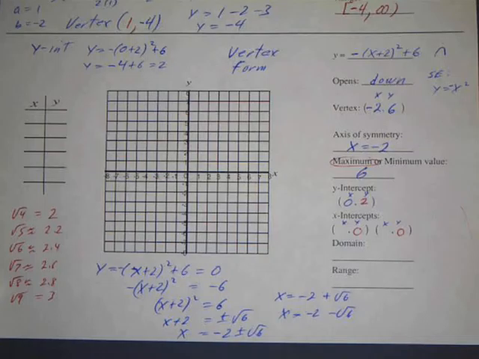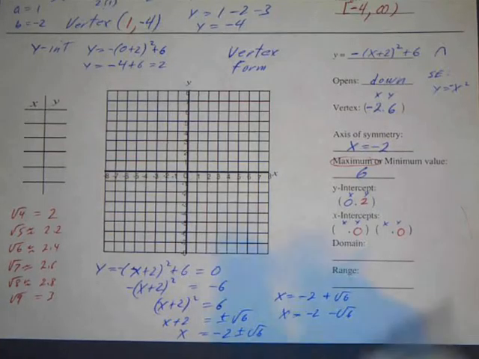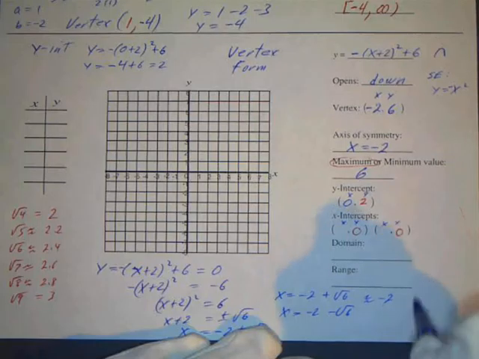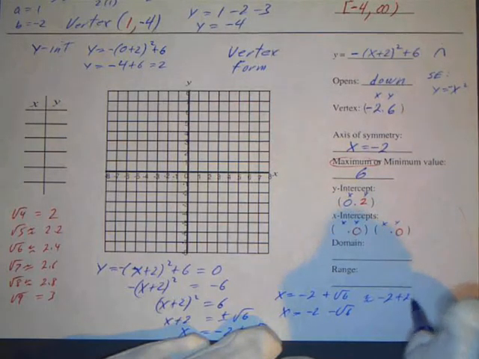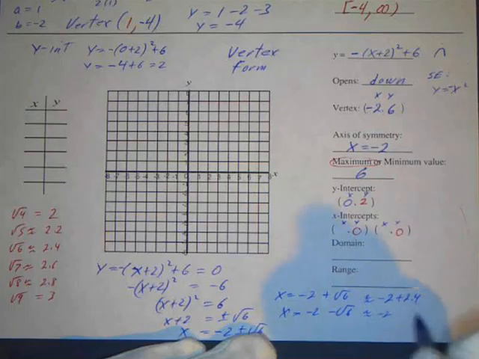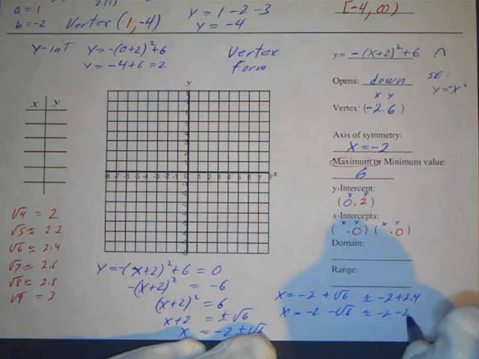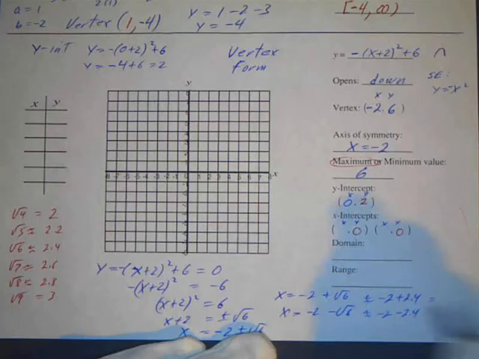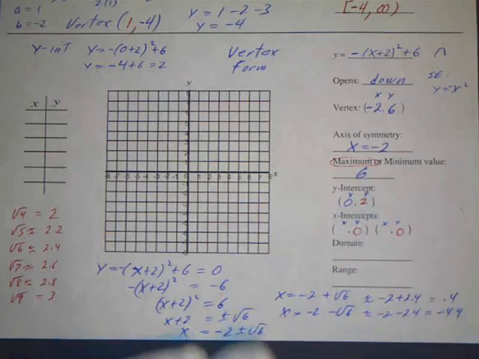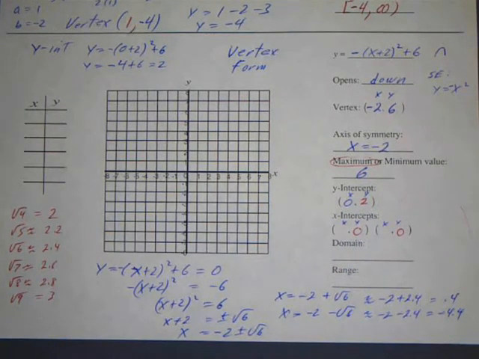So I'll do that. So I can say that x will be approximately equal to -2 plus 2.4, or approximately -2 minus 2.4. And that's going to be 2.4 minus 2 is 0.4. And that's going to be -4.4. All right? So those are my x-intercepts.